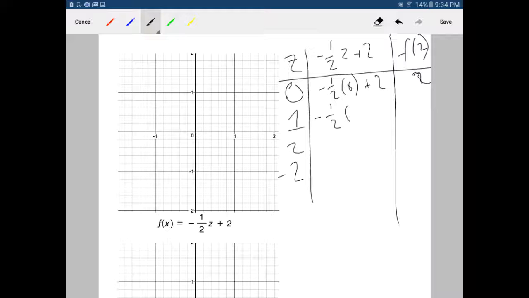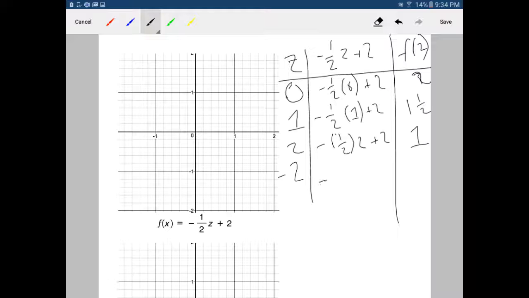-1/2 of 1 plus 2. That gives us -1/2 plus 2. That gives us 1 and 1/2. So I'm just plugging in each number. -1/2 times 2 plus 2. That gives me 1.